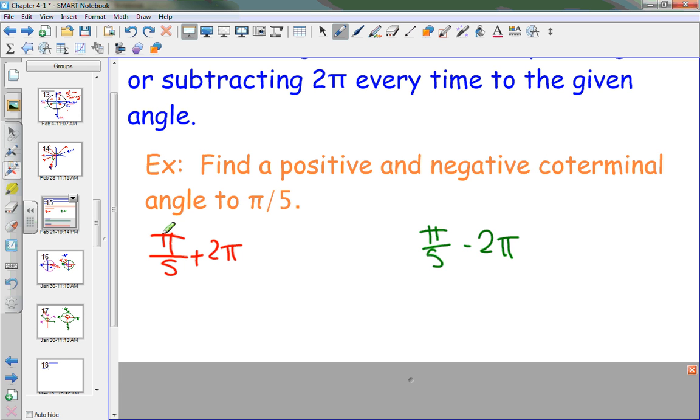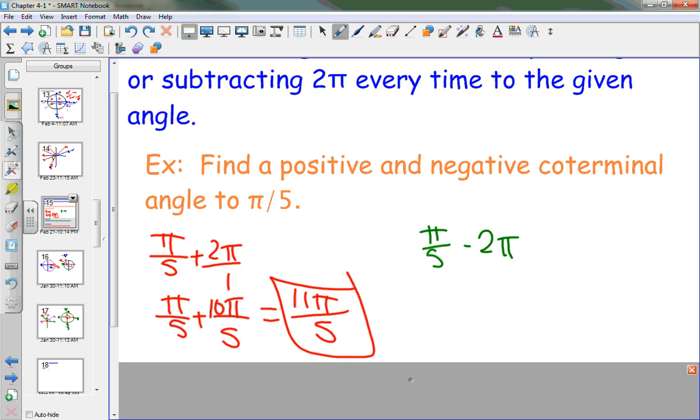Do we understand that? So in order to do this, I'm going to put 2 pi over 1, and take pi over 5. What's my common denominator between 5 and 1? 5. So this becomes 10 pi over 5, and that gives you 11 pi over 5. There's my positive coterminal angle. How do I find my negative coterminal angle? Pi over 5 minus 10 pi over 5 gives you negative 9 pi over 5.